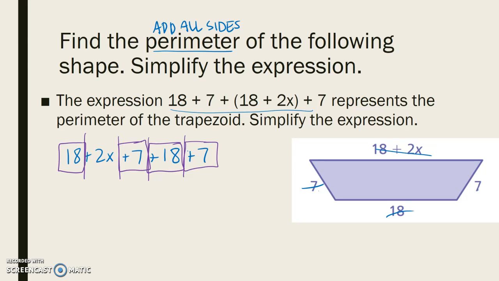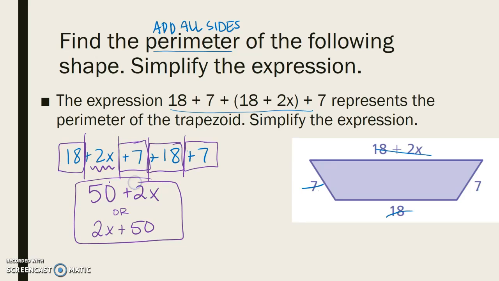So I'm going to add up 2 18s plus 2 more 7s, and I get 50. Then I've only got this one little 2x there, so I'm going to add plus 2x. Now the proper way would be variable first, 2x plus 50, but either answer is going to be fine here. So 50 plus 2x, or 2x plus 50. But that would be the simplified expression that expresses the perimeter of this shape, of this trapezoid.